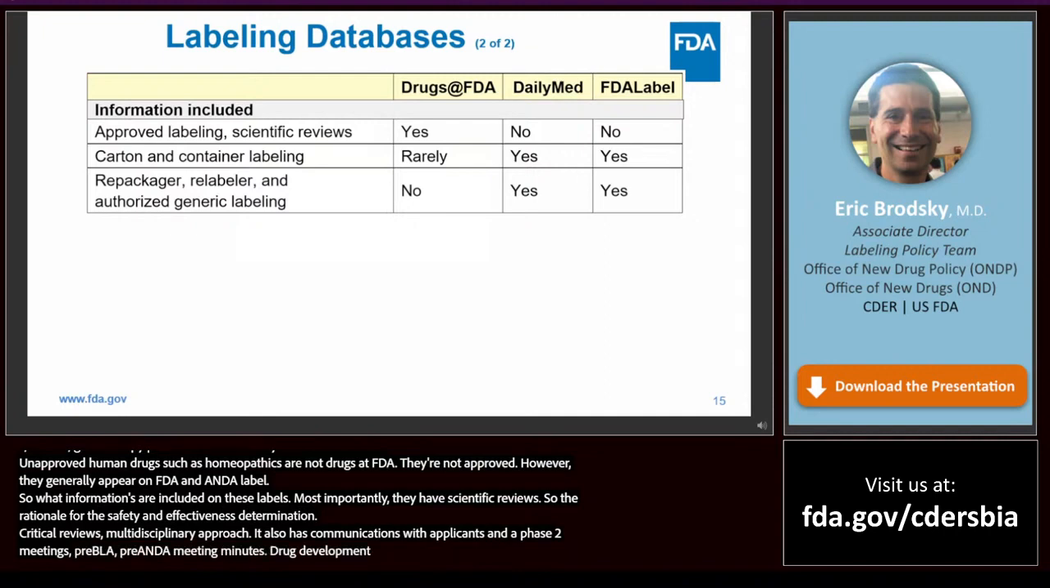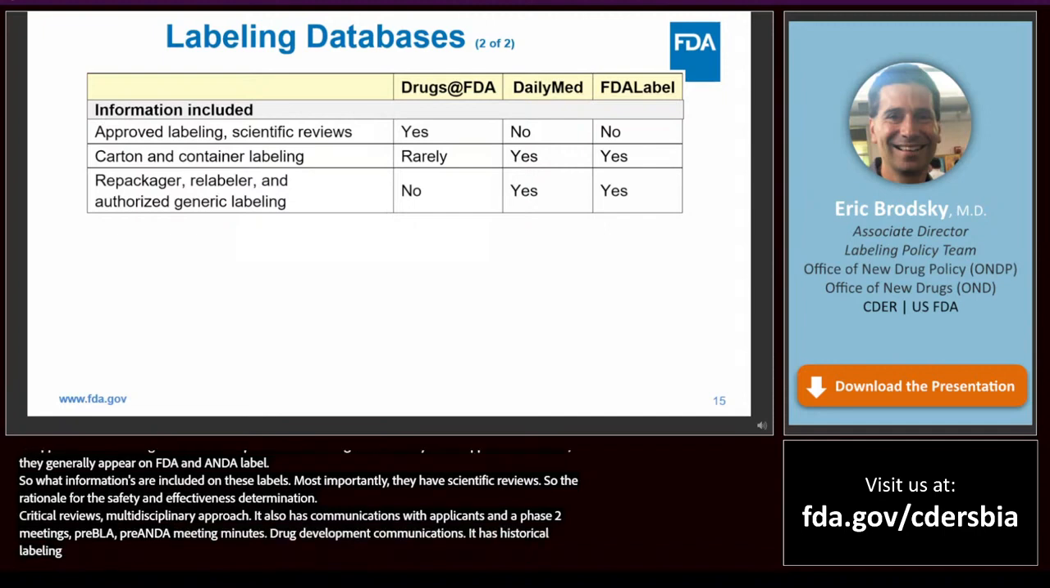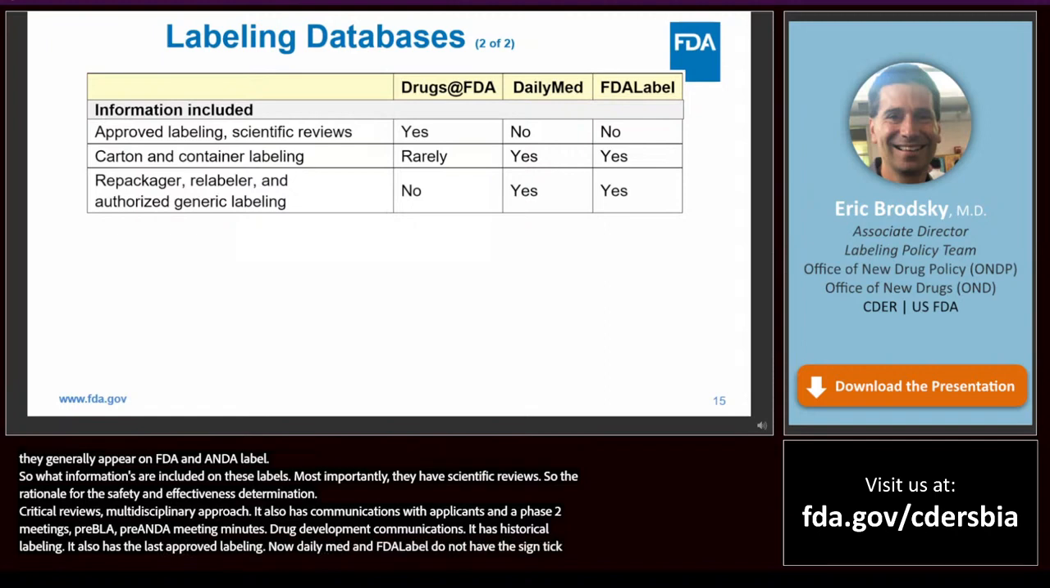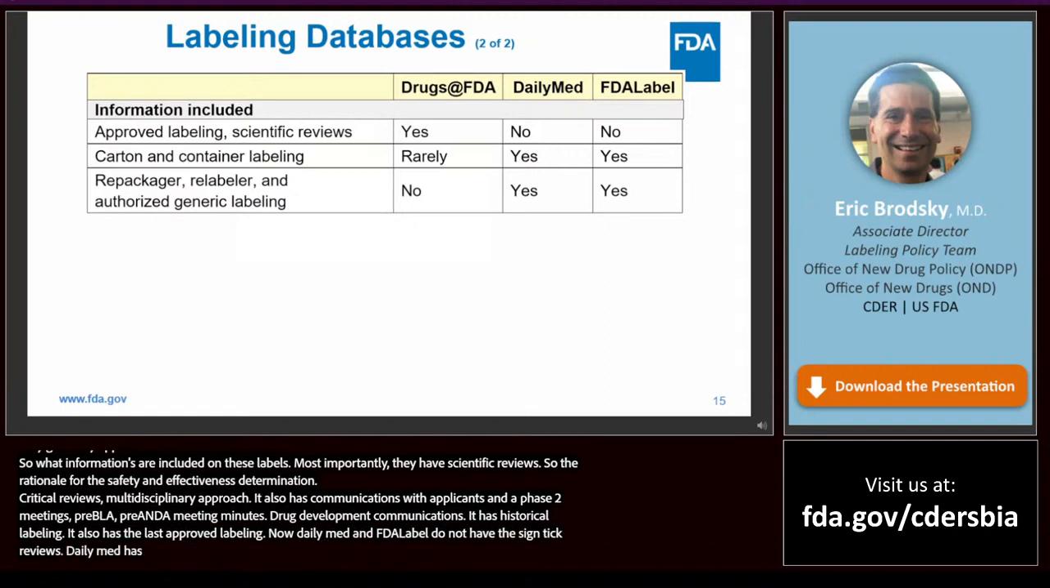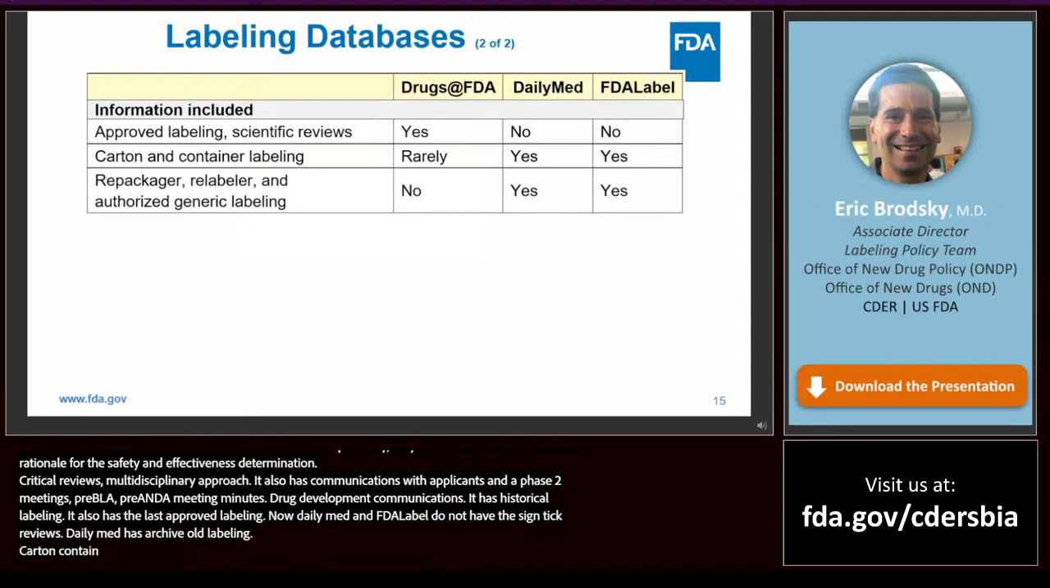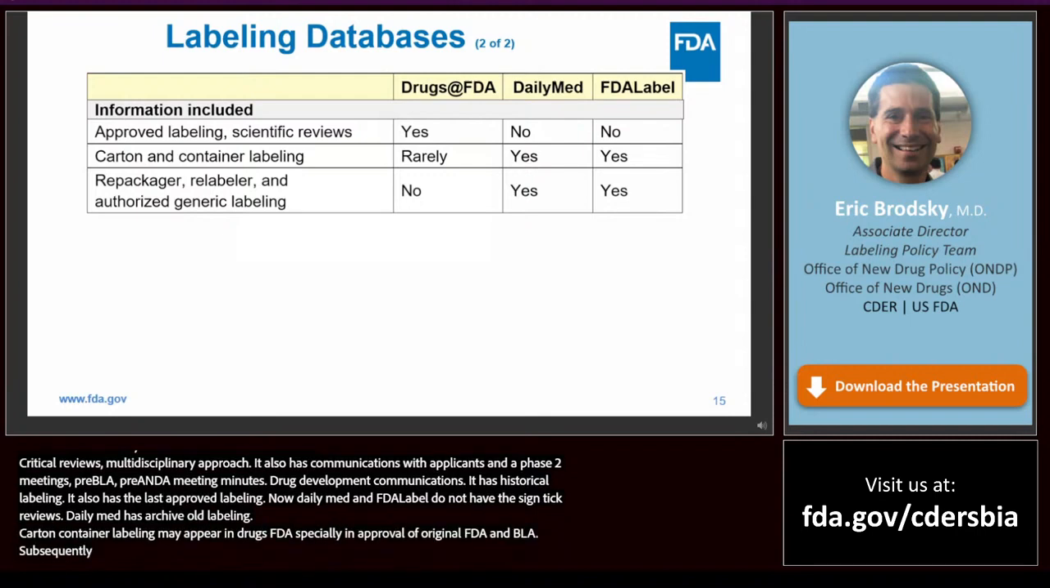It has historical labeling. It also has the last approved labeling. Now, DailyMed and FDALabel do not have the scientific reviews. DailyMed does have some archived old labeling. Carton container labeling may appear on Drugs@FDA, especially on approval of the original NDA or BLA. However, subsequently, Drugs@FDA generally does not have carton and container labeling.